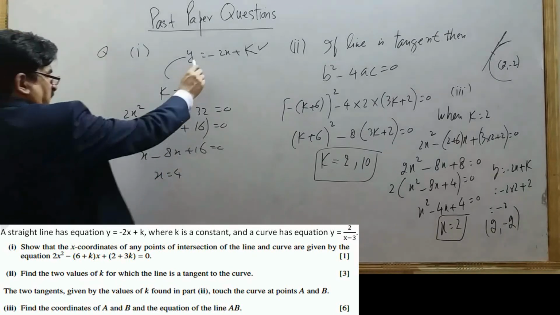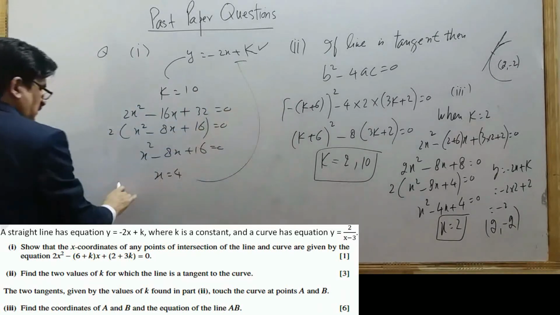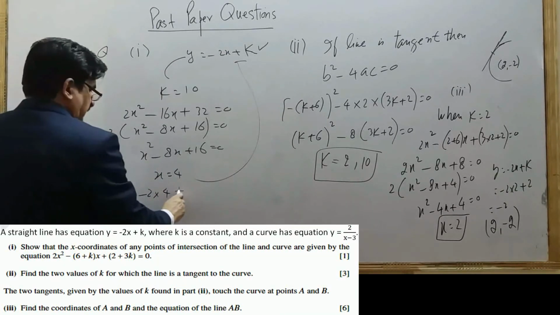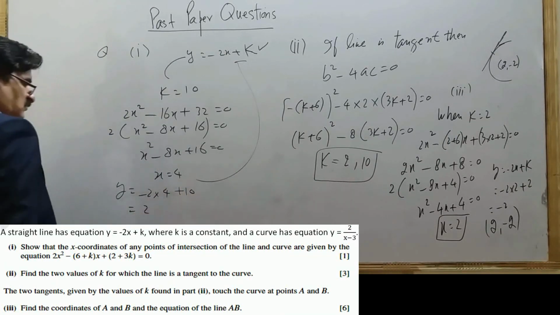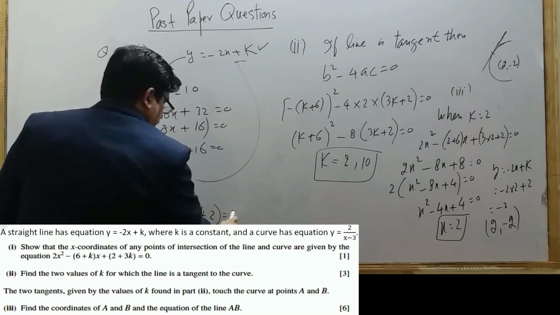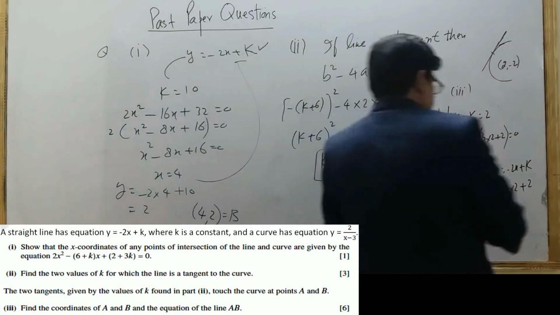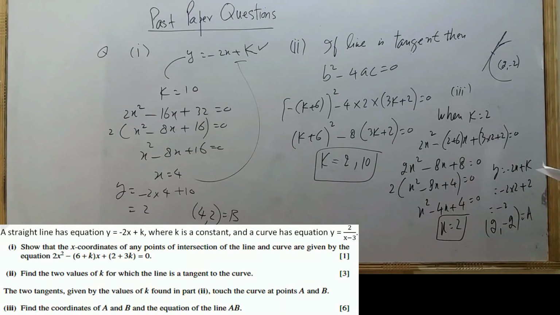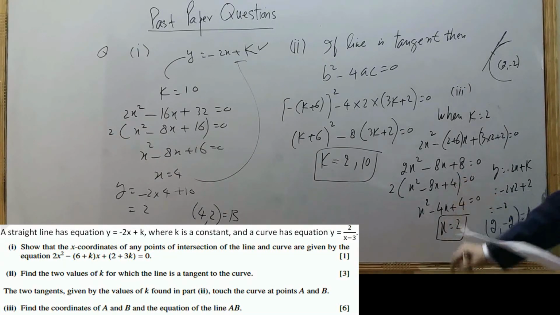Now we put this value of x, 4, into this equation. So we will have y is equal to minus 2 into 4 taking k 10. So this is now 2. So the second point is 4, 2. This point is B named in the question and this point is now A. So these were the two tangents given by the values of k found in part 2, touching the curves at A and B. Coordinates of A and B. So this is the answer to part 3, first part. A and B we have found.